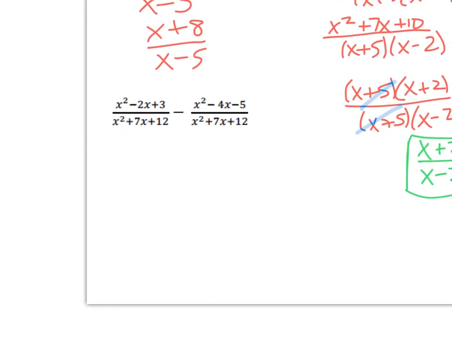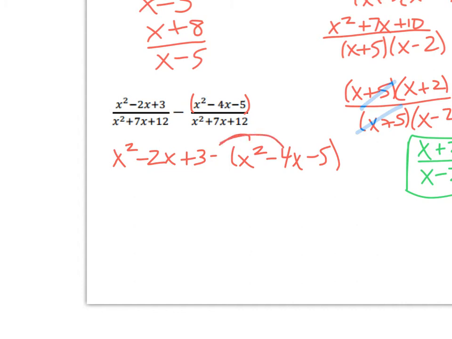Now we get to a subtraction problem, and this is where you want to be really careful and specifically be putting parentheses around your second numerator so you don't forget to distribute. So x squared minus 2x plus 3 minus parentheses x squared minus 4x minus 5. And I'm going to simplify the numerator a little bit before I put it over the denominator just to save some space. So I can distribute that negative. I'm just going to bring down my first numerator, and this is going to switch all my signs. Minus x squared plus 4x plus 5.